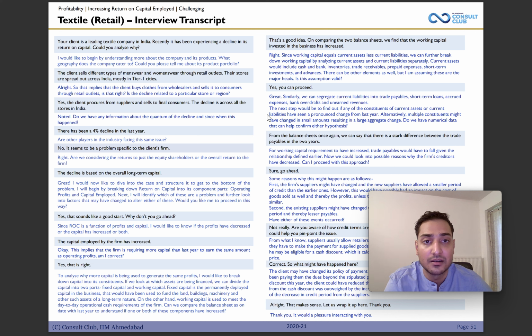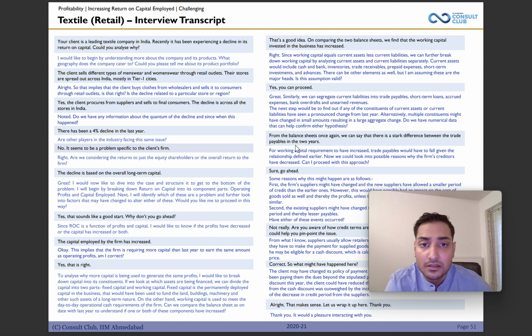The next step would be to find out if any of the constituents of the current assets or liabilities have seen a pronounced change from last year. Alternatively, multiple constituents might have changed in small amounts, resulting in a large aggregate change. Do we have numerical data that we can use to confirm either hypothesis? From the balance sheet, once again, we can see there is a stark difference between trade payables in the last 2 years.